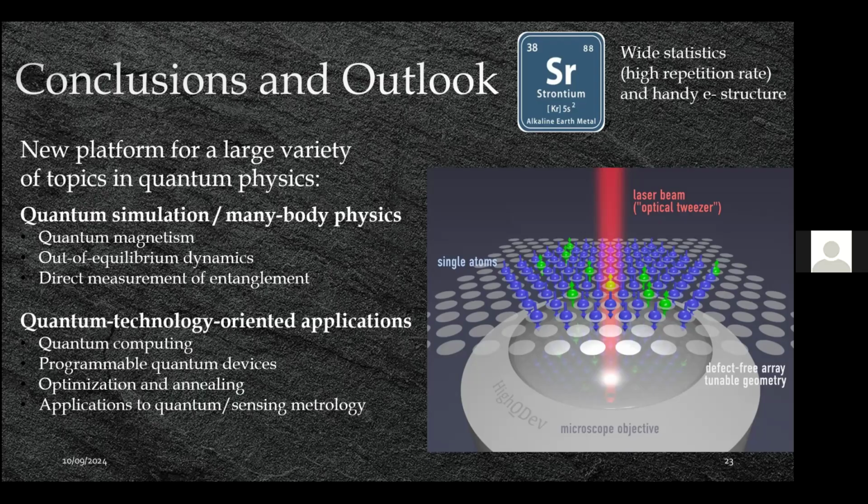One is going to be the quantum simulation for many-body physics, like, as I said, quantum magnetism, out-of-equilibrium dynamics, and so forth. And on the other hand, quantum technology-oriented applications. So that can be optimization and annealing, as I said, with the hybrid machine, and it can, in principle, give a good help to quantum metrology, thanks to the nice Bell states.